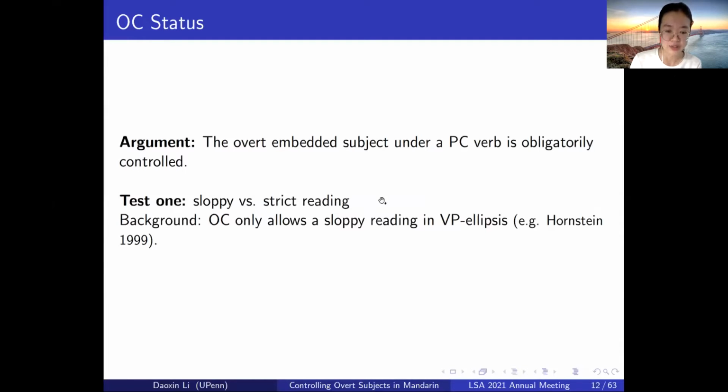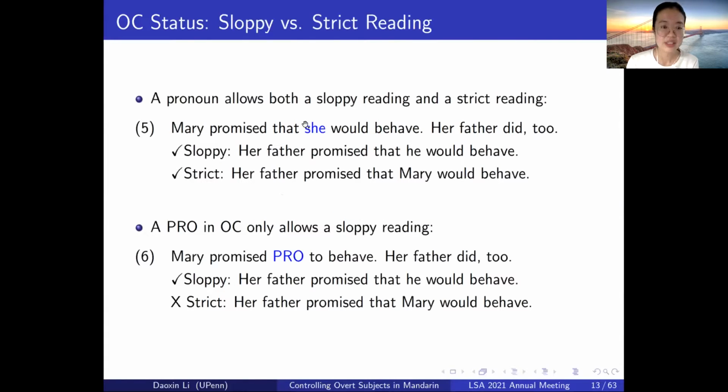Obligatory control only allows a sloppy reading in VP ellipsis. For example, in English, a pronoun allows both a sloppy reading and a strict reading. So in 5, Mary promised that she would behave, her father did too. The ellipsis could mean either her father promised that he would behave or Mary would behave. But for a big pro in obligatory control, only a sloppy reading is allowed. So Mary promised to behave. And here the ellipsis can only mean her father promised that he would behave, not Mary would behave.